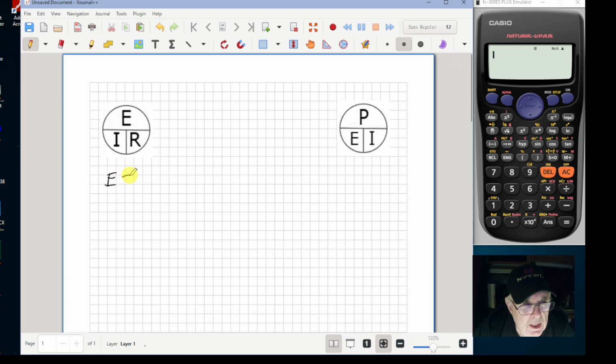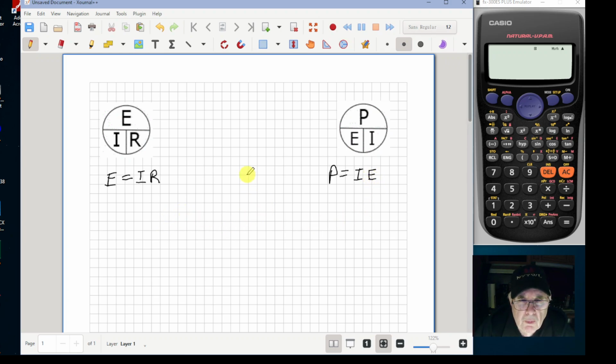Anyway, I remember E equals I times R. And they're in alphabetical order. So if you can remember E, I, R and write it down in alphabetical order and put E on the side by itself, you're okay. And this is just simply pi. P is equal to I times E.